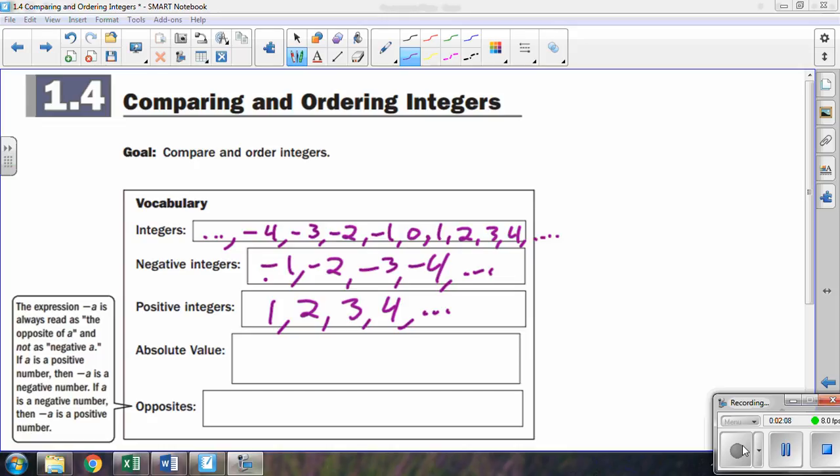Absolute value is defined as distance measured from 0. And we will have several examples of absolute value coming up.